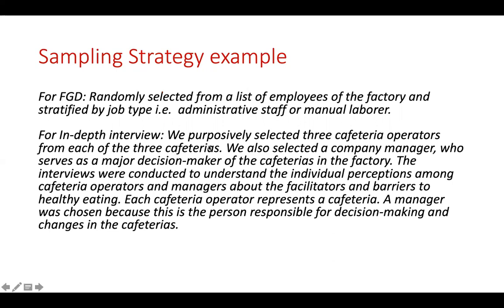So when you are doing a purposive sampling, which is very common and very encouraged methodology for qualitative research, it is also important to report who you are selecting and why, because we are selecting to meet a specific purpose.